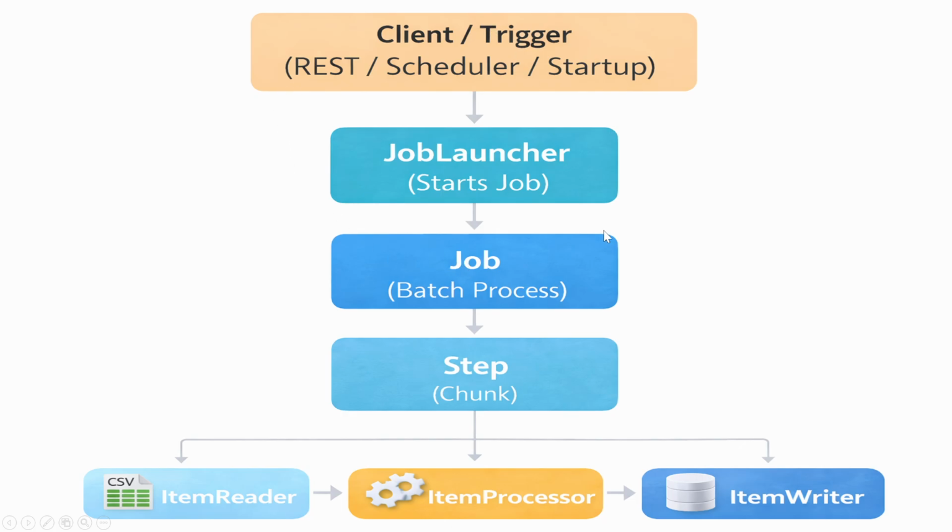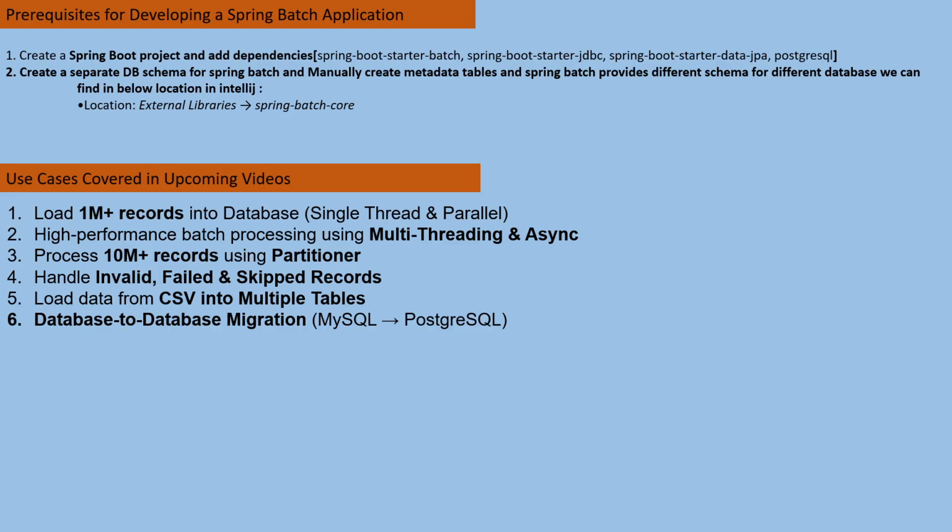Now let's understand this flow, how the job will be executed, right? For example, we can execute our jobs through a scheduler, through a REST API, or through the startup of our application. Then the API will call the job launcher. The job launcher will call the job. Now the job will start the batch process by calling the step. The step will take care of executing the item reader, item processor, and item writer. So this is the flow.